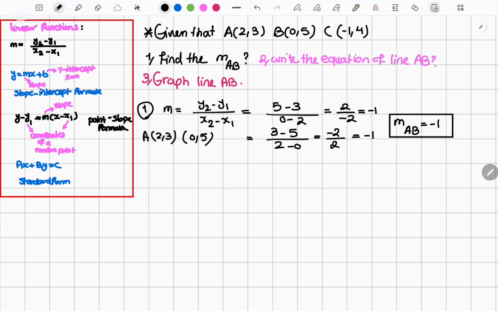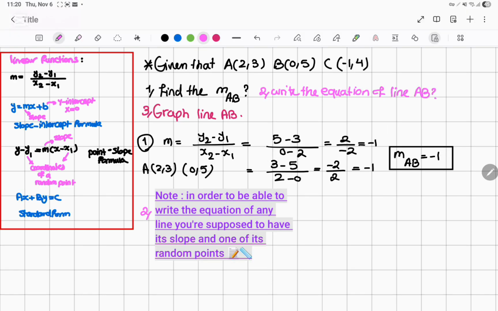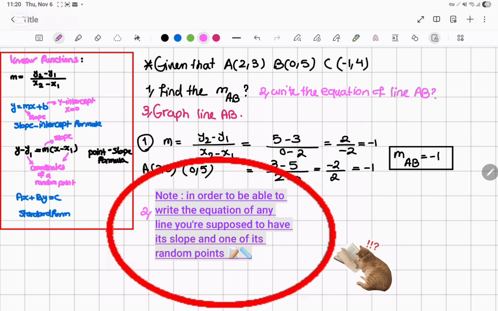After this, the question says, write the equation of line AB. Okay, in order to be able to write the equation of a line, this is a very, very important point. So give me a second. Ta-da, I'm back with this. Please write this down in your notebooks as well.